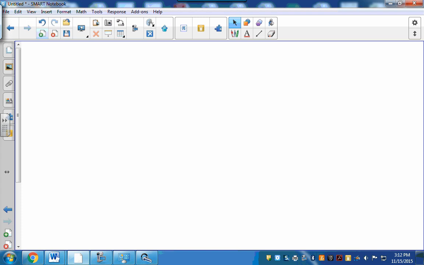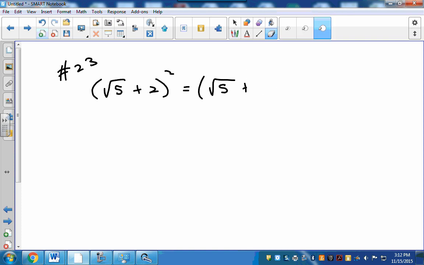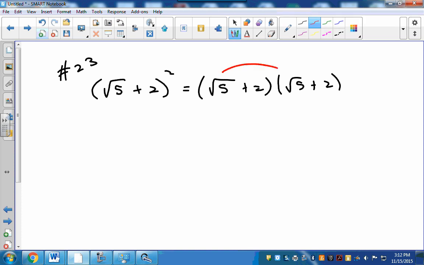Number 23. We've got root 5 plus 2 quantity squared. You might be able to do this in your head. I would probably suggest you write it out as root 5 plus 2 times root 5 plus 2. And then just go ahead and FOIL. And this is what you get.